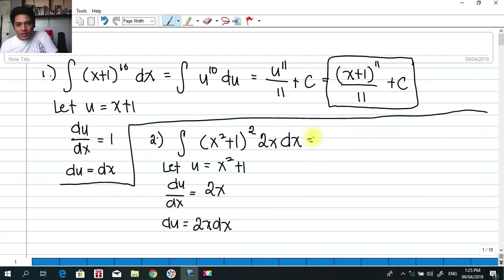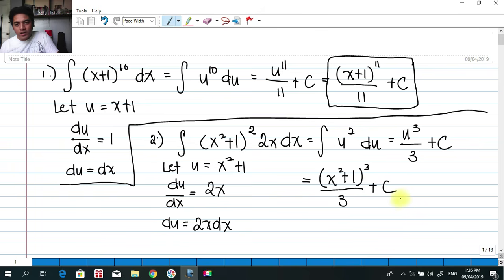Rewriting the integral, we write it as the integral of u, that is x squared + 1, raised to 2, du, because 2x dx is simply equal to du. So we have the integral of a power: u cubed divided by 3 plus c. When we back substitute u, that is equal to (x squared + 1)^3 divided by 3 plus c. This should be our answer. Pretty easy, right?